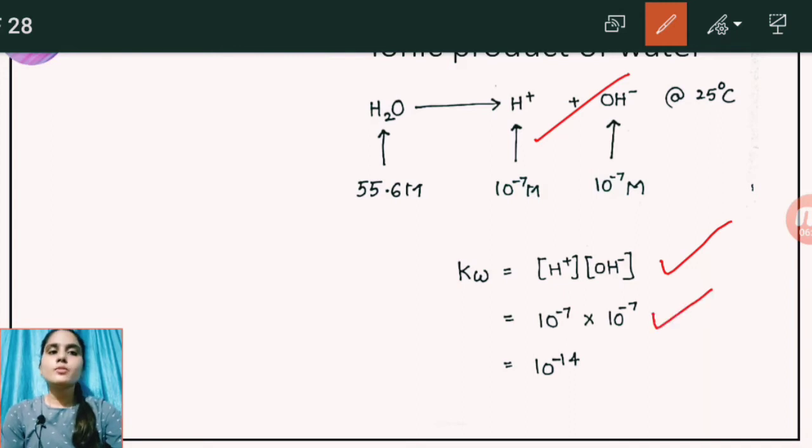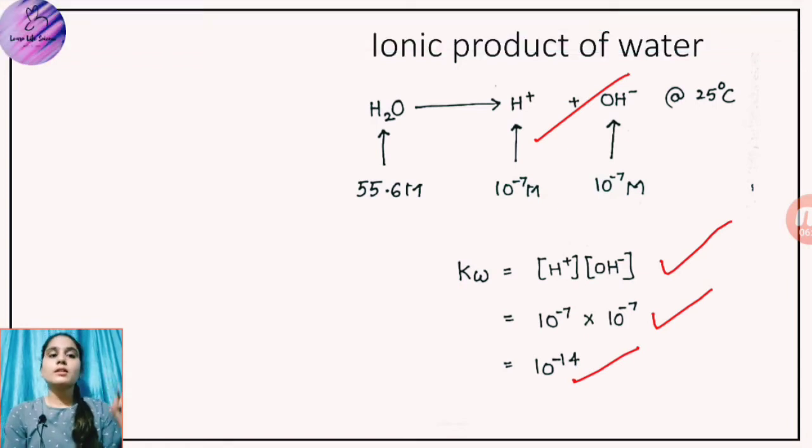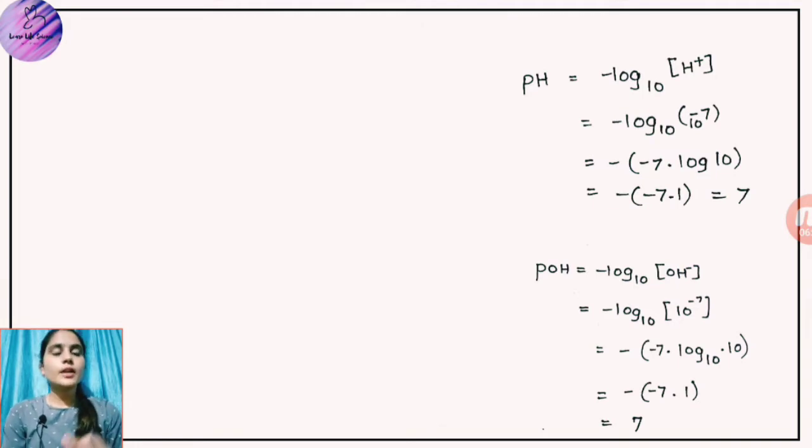Simply, 10 raised to minus 7 multiplied by 10 raised to minus 7 will give you 10 raised to minus 14. So when we talk about the ionic product of water, at 25 degrees Celsius it is usually 10 raised to minus 14. Now if we calculate the pH of that neutral solution at 25 degrees Celsius, what will we get? Minus log of hydrogen ion concentration to the base 10 will be equal to minus log of 10 raised to minus 7.